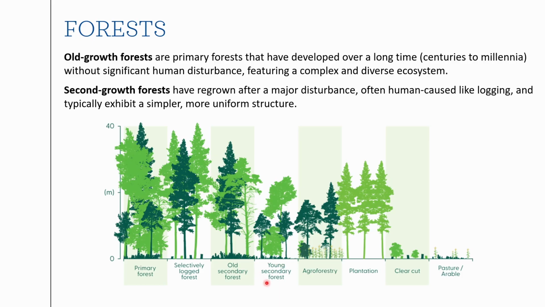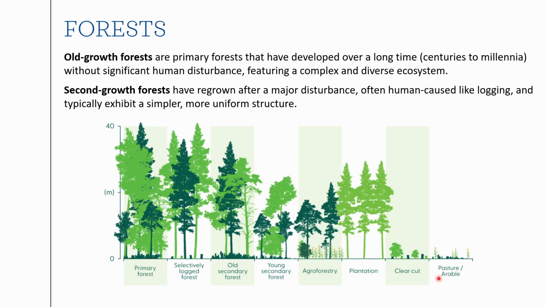So this would be the young secondary forest. Maybe this is like 30 years old, and the older secondary forest might be closer to like 60. When these forests are selectively logged, we'll talk about this in a bit, we're going to allow the large trees to maintain that canopy, but we're taking some of the fast-growing understory trees out.